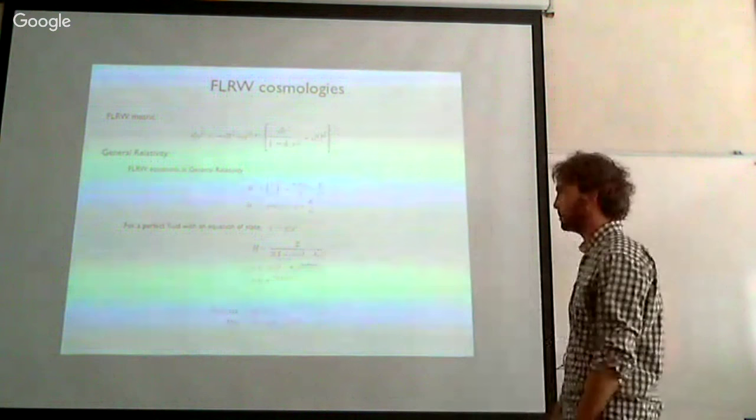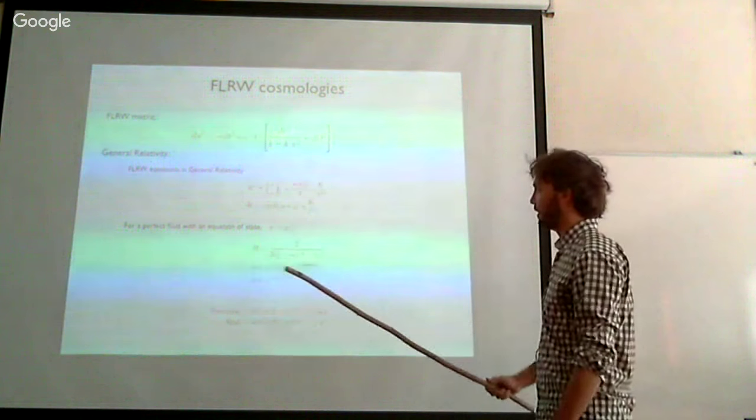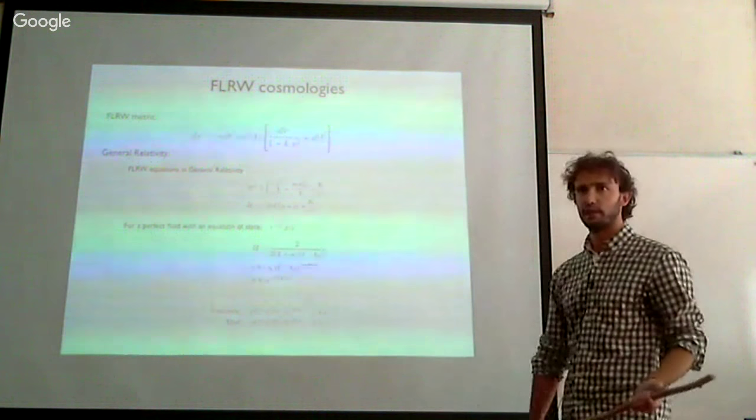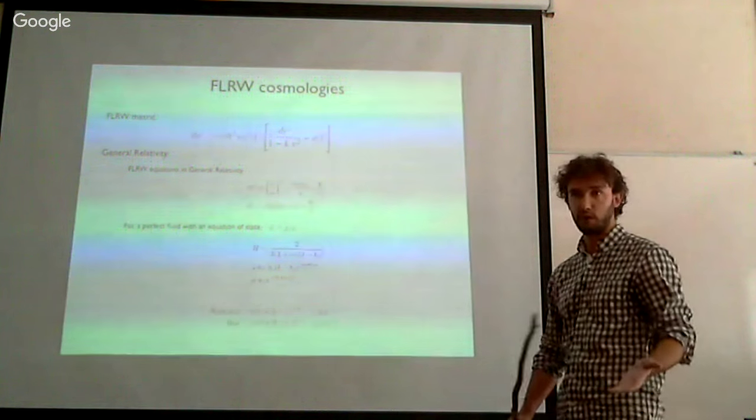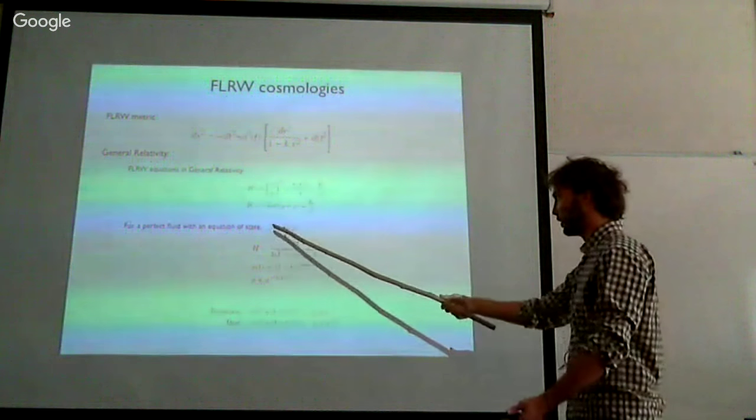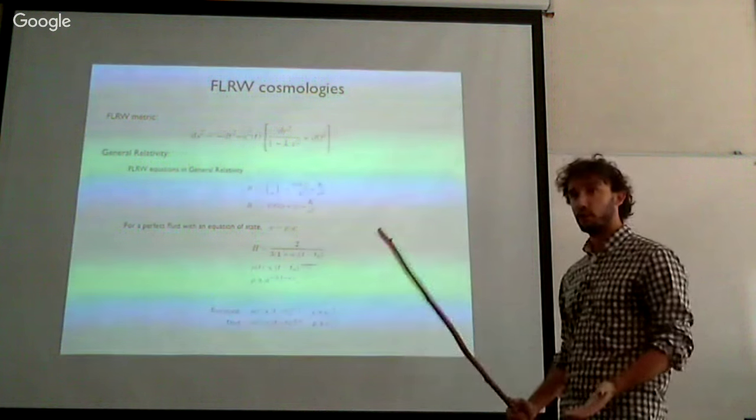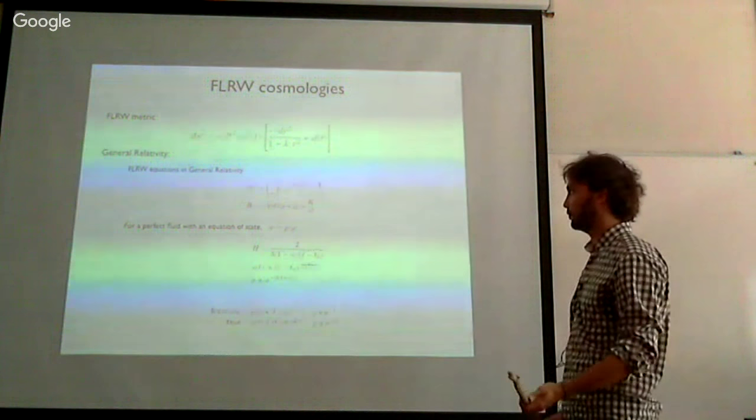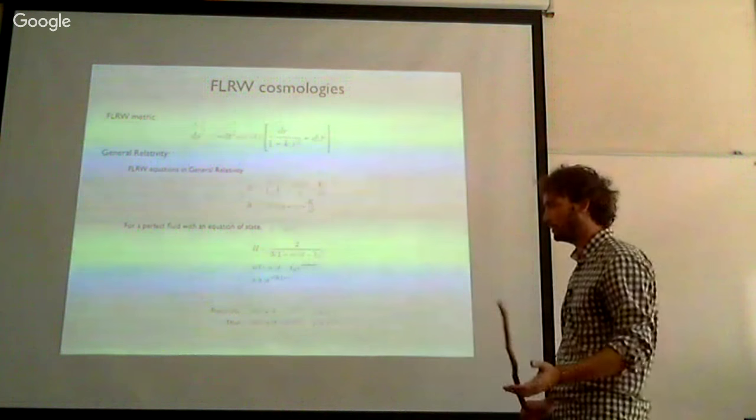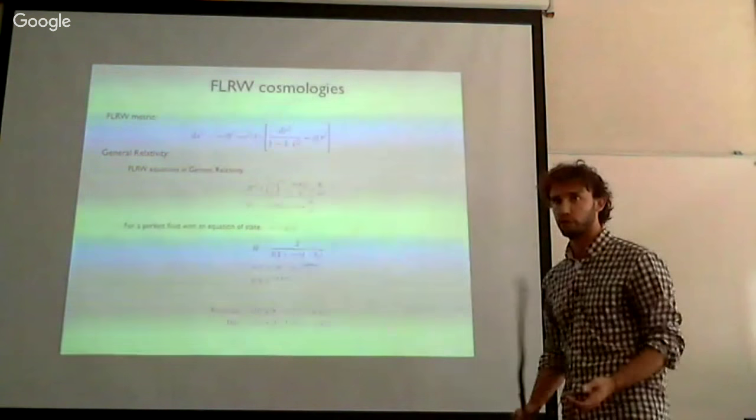Depending on what your matter content is, you are going to have one kind of expansion or another. And that's the point, because modeling the matter content as a perfect fluid with a particular equation of state is a good approach. So, you can solve this equation exactly, just considering one fluid, and you will see how the universe evolution behaves.